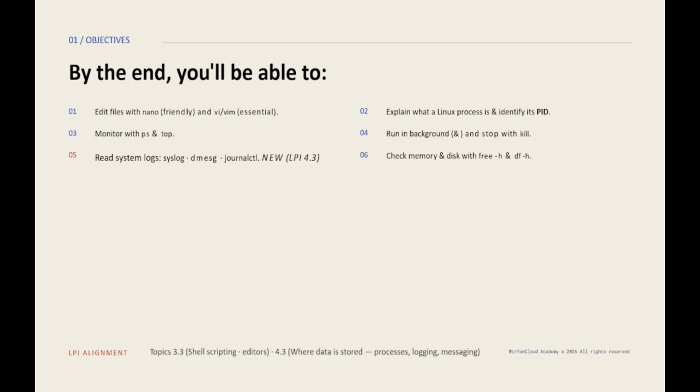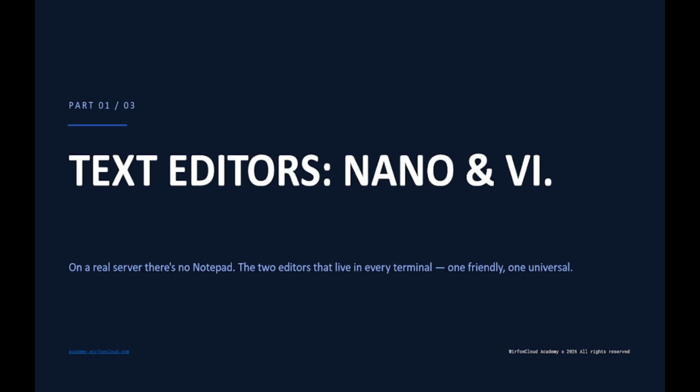You will be able to read system logs with dmesg and journalctl. You also use free -h and df -h to check memory and disk usage. Note the new objectives on system logging: syslog, dmesg, and journalctl are LPI essential exam topics you should take note of. Part 1. Text editors, nano and vi.